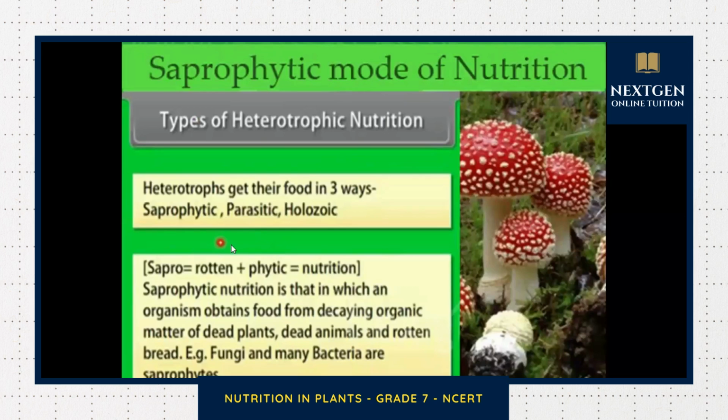Then coming to saprophytic nutrition. These organisms are called fungi. They have a different mode of nutrition. Sapro means rotten. Phytic means nutrition. Saprophytic nutrition is that in which an organism obtains food from decaying organic matter of dead plants, dead animals, and rotten bread. For example, fungi and many bacteria come under saprophytes.